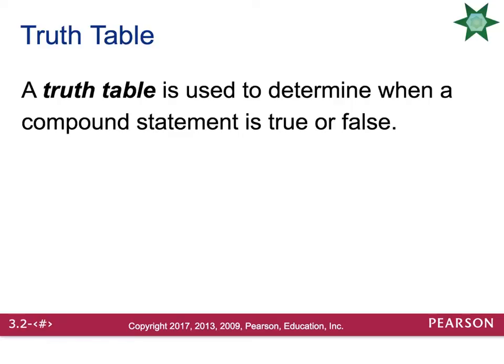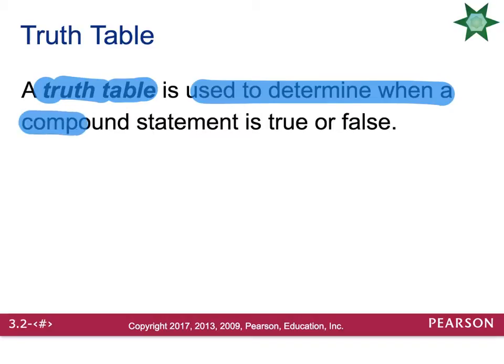This is Math 131, section 3.2. In this section, we're going to extend our discussion of symbolic logic and talk about truth tables. So a truth table is used to determine when a compound statement, that might be more than one statement combined, is true or false.